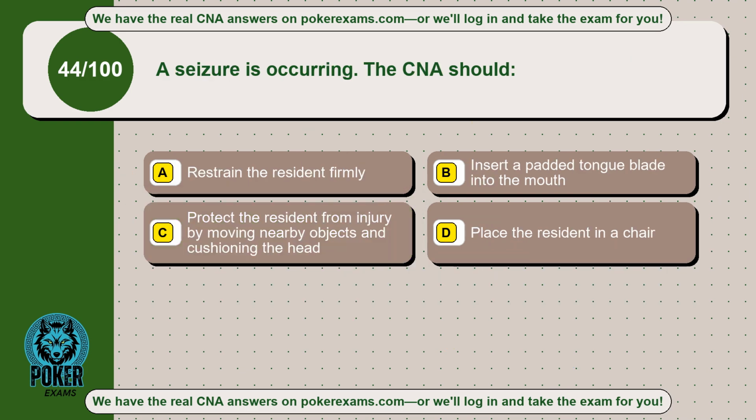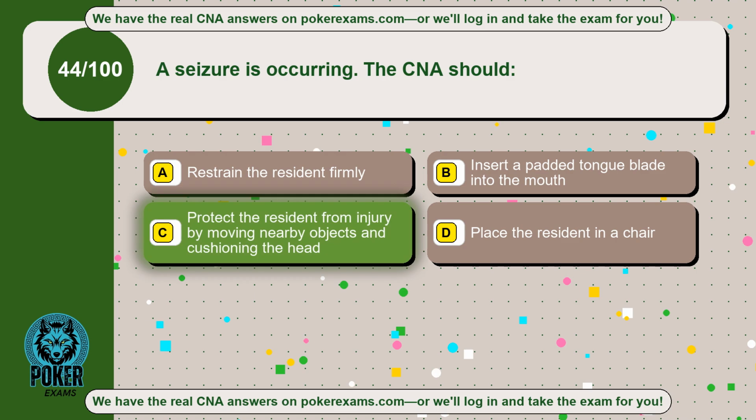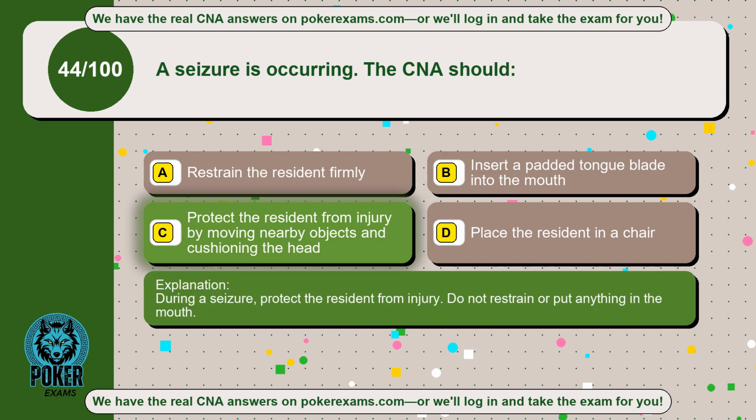Question 44. A seizure is occurring. The CNA should: Option A, restrain the resident firmly. Option B, insert a padded tongue blade into the mouth. Option C, protect the resident from injury by moving nearby objects and cushioning the head. Option D, place the resident in a chair. The correct answer is Option C, protect the resident from injury by moving nearby objects and cushioning the head. During a seizure, protect the resident from injury. Do not restrain or put anything in the mouth.